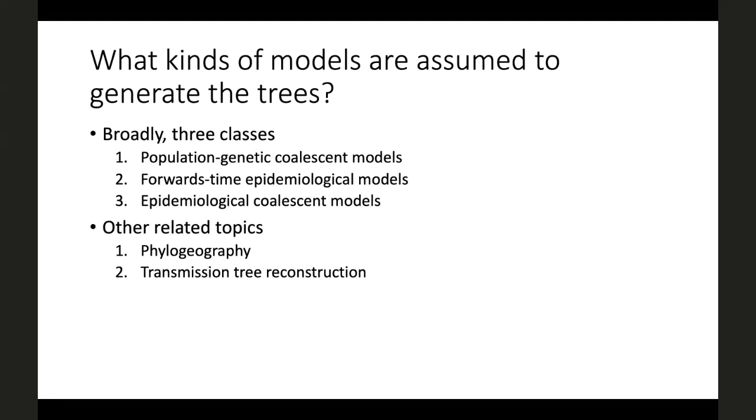So there are, I'd say, broadly three classes of mathematical models that are commonly fit to time trees. There are population genetic coalescent models. There are forward-time epidemiological models, which are more traditional compartmental mathematical models of transmission. And there are epidemiological coalescent models as well. A couple of other topics I'm going to touch on are phylogeography and the reconstruction of the epidemic transmission tree.